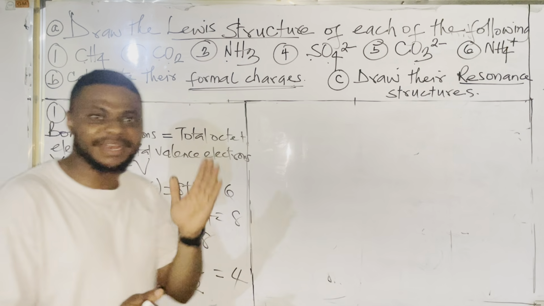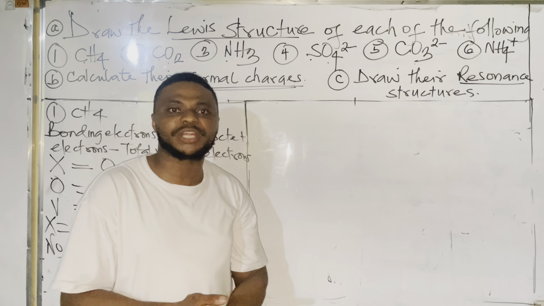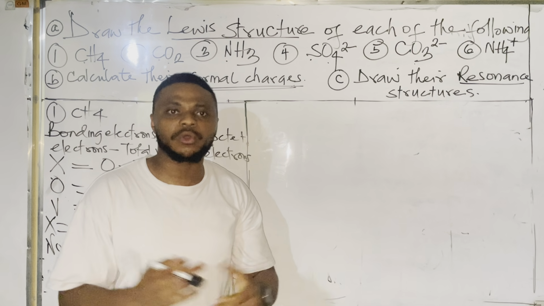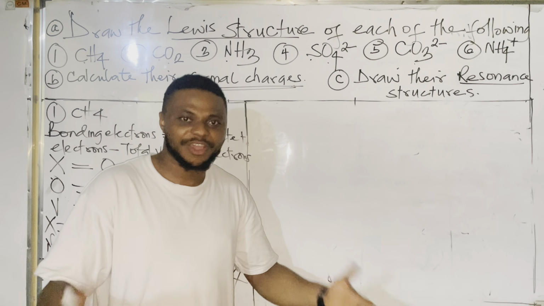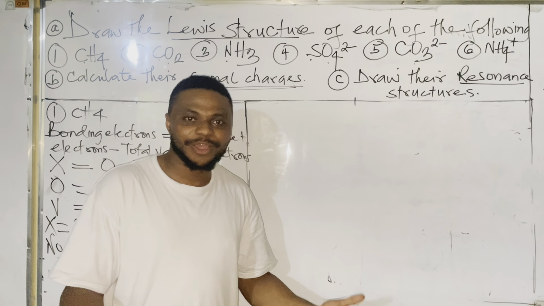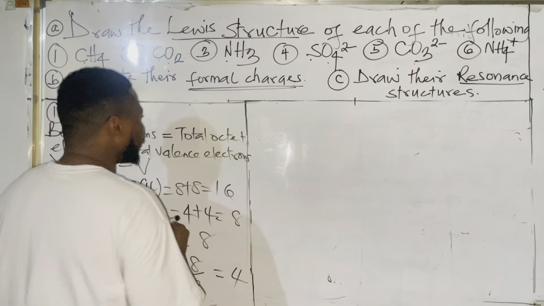The central atom can never be hydrogen. Hydrogen can never be a central atom. Why? Because hydrogen cannot attain the octet state. A central atom should have up to 8 electrons in the structure. Please take note of that. So carbon will be the central atom.